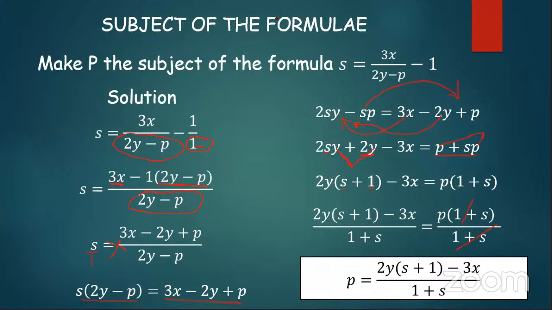Any questions, members? So I guess if there are no questions, I can continue.